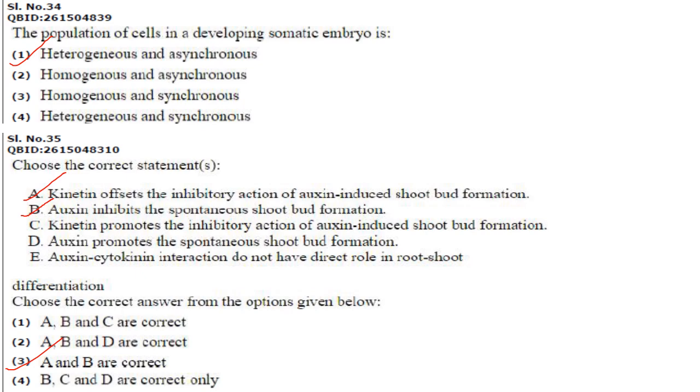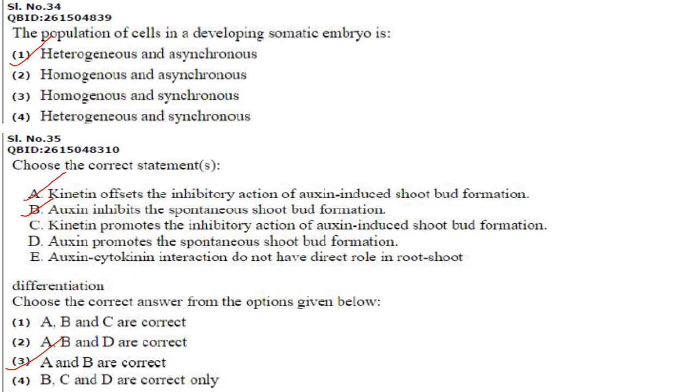Next one. Population of cells in a developing somatic embryo is. So what kind of population of cells do you get during development of somatic embryo? So you get a heterogeneous and asynchronous population. Answer is option 1. Next one.